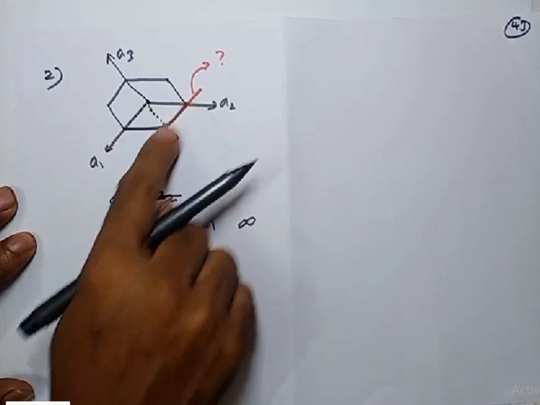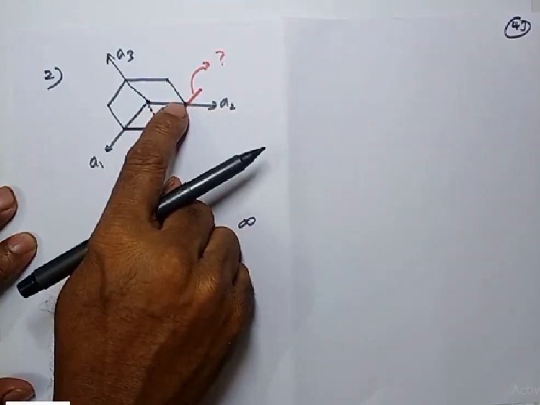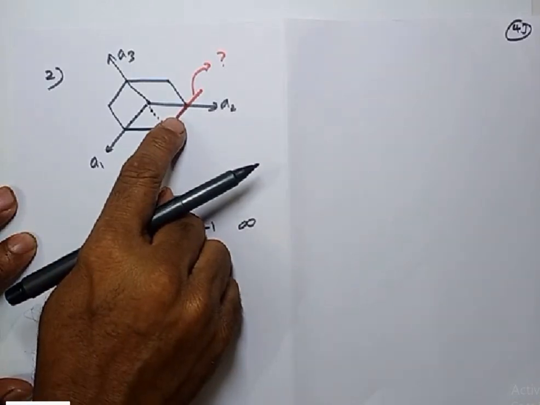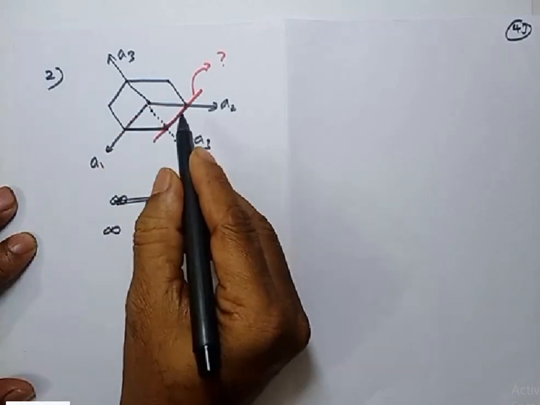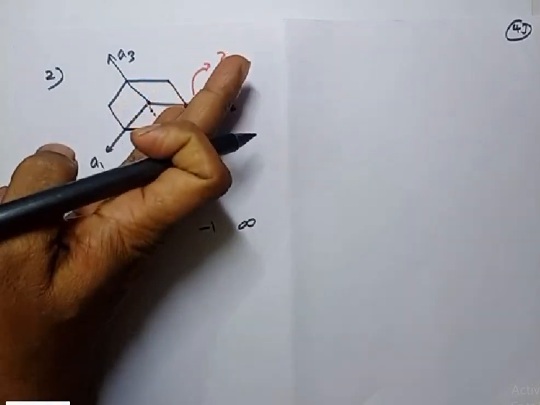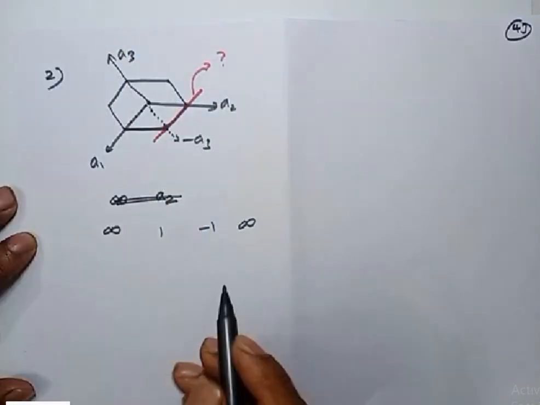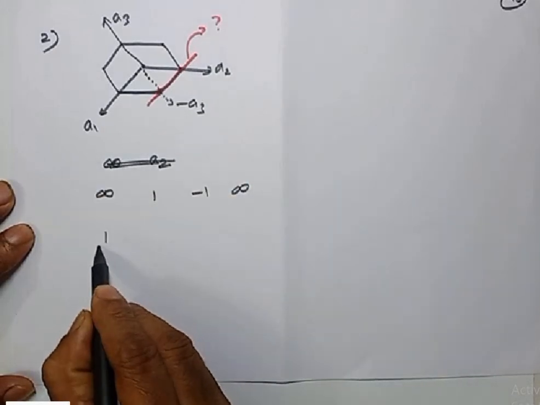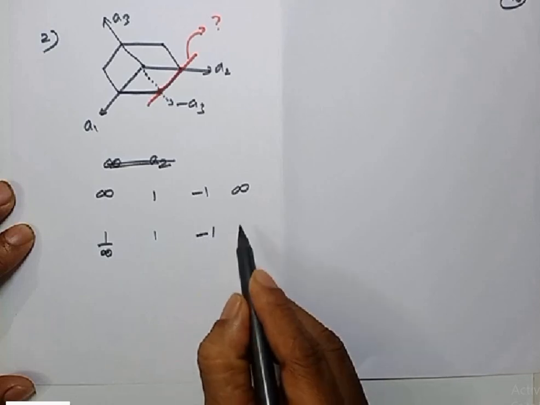This plane is parallel to the A1 axis, so the intercept is infinity. This plane cuts the A2 axis at unit length, so put 1. Then this plane cuts the A3 axis in the opposite direction, so this is minus A3, by 1 unit length, so put minus 1. And this plane is parallel to the A4 axis, so the intercept is infinity. Then the next step is to take the reciprocal.